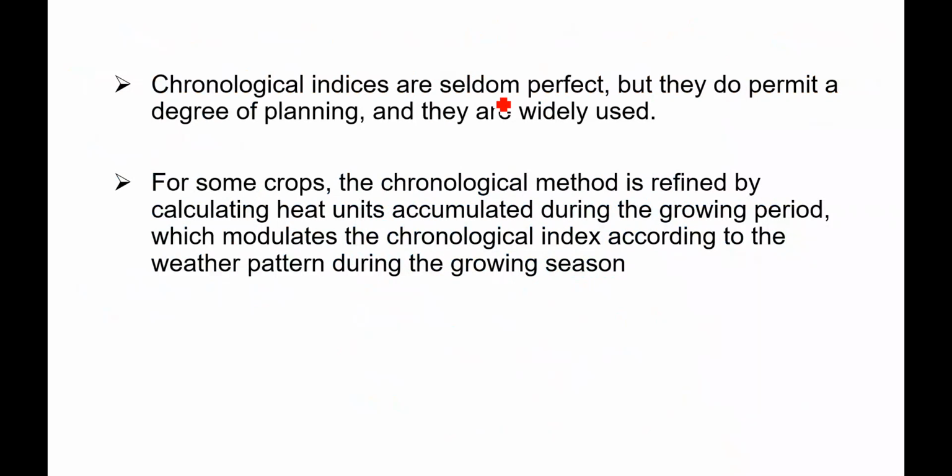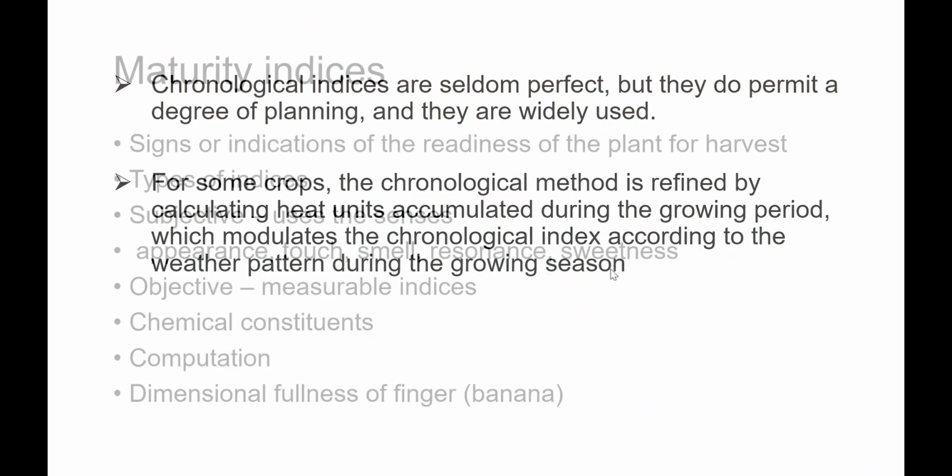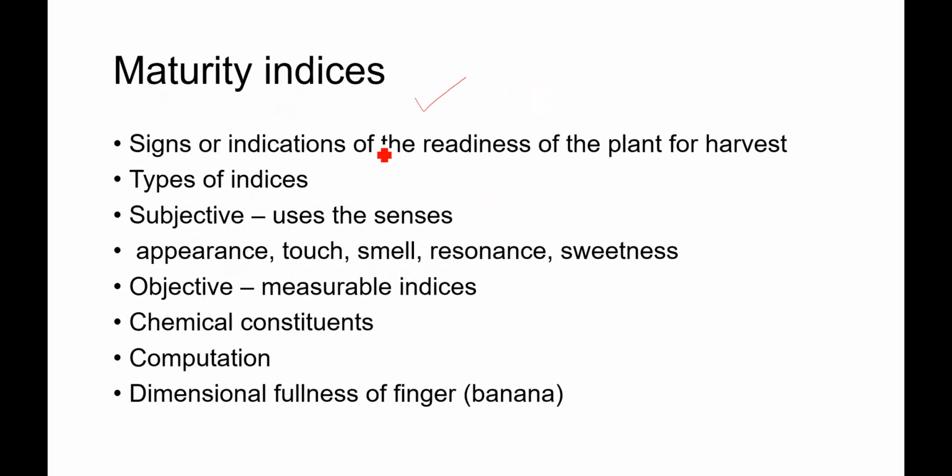So chronological indices are seldom perfect, but they do permit a degree of planning, and they are very widely used. For some crops, the chronological method is refined by calculating the heat units accumulated during the growing period, which modulates the chronological index according to the weather pattern during the growing season. So what are the maturity indices? They are the signs, or the indications, of the readiness of the plant for harvest. So they are subjective, on the basis of days, on the basis of maturity, like physiological, commercial.